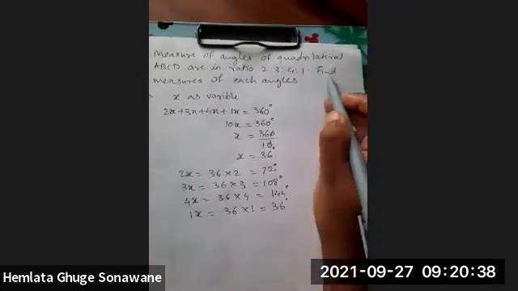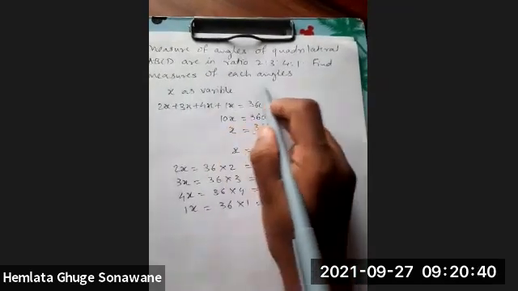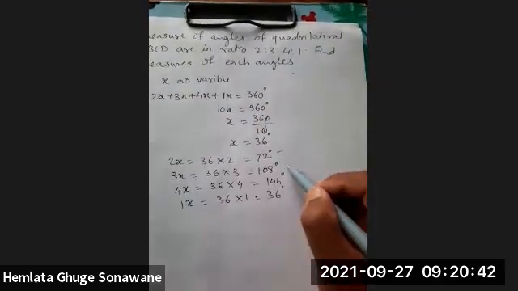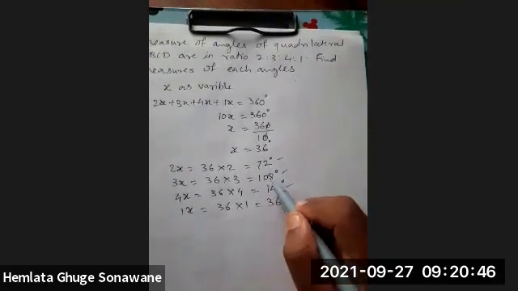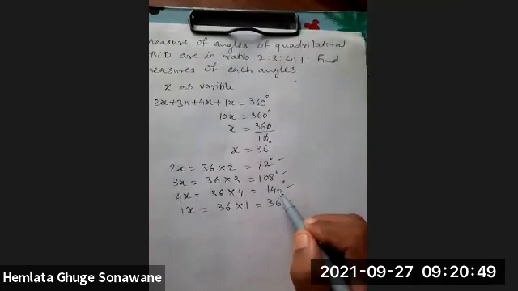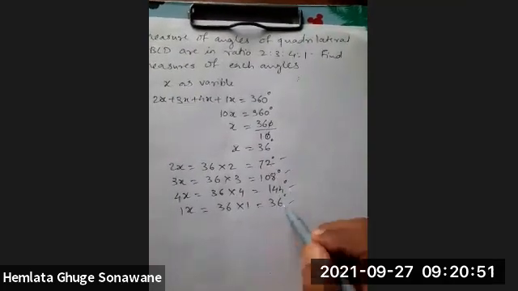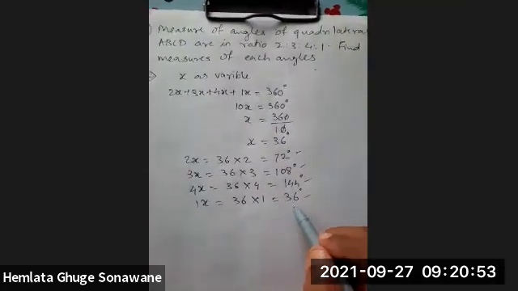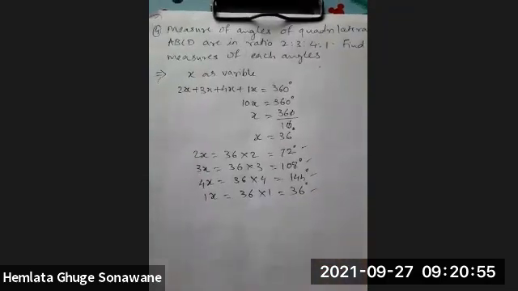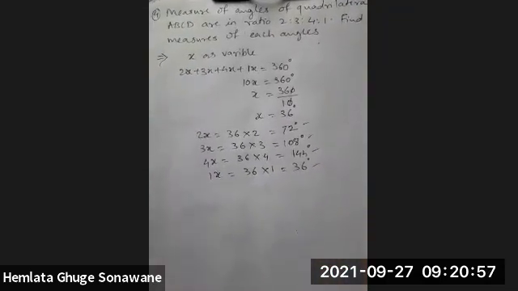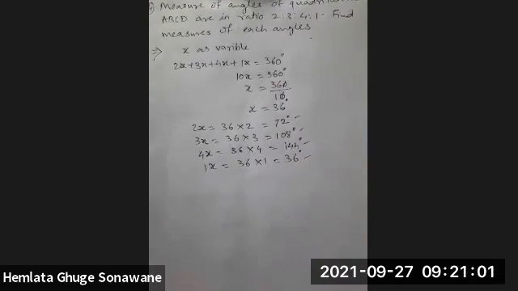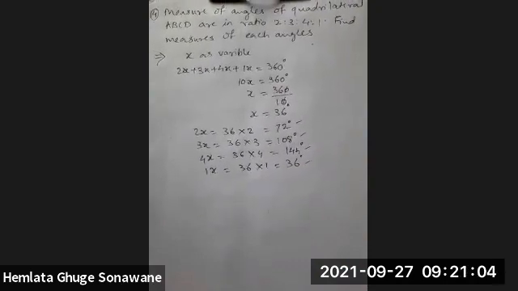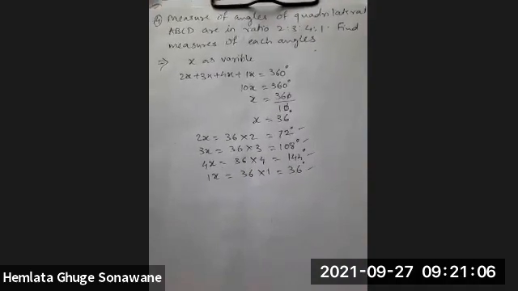So what we have to find out is the measure of each angle. We have got all 4 angles. One angle is 72 degree, another is 108 degree, next is 144 degree, and fourth angle is 36 degree. Understood everyone? Just go through the answer.